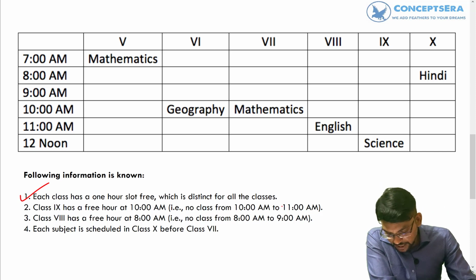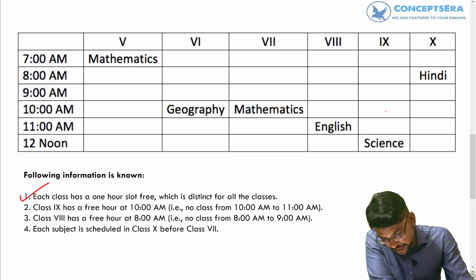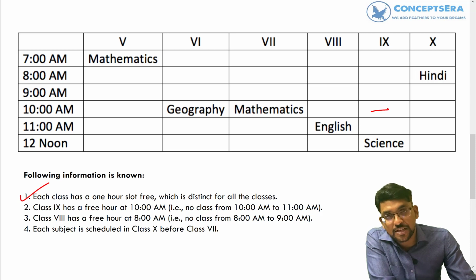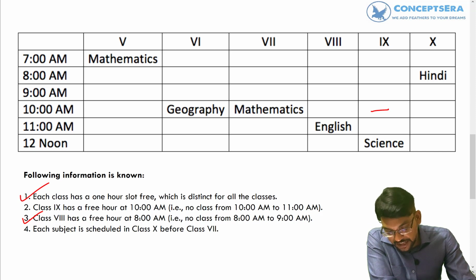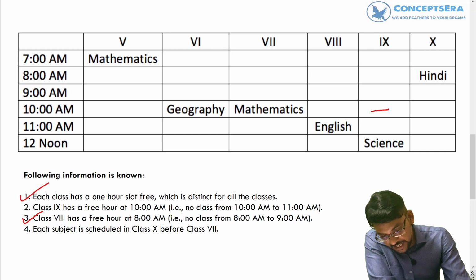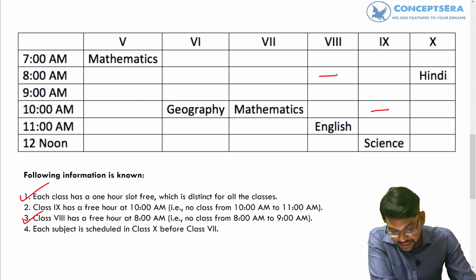Further, they are saying class 9th has a free hour at 10 a.m. So if we see class 9th at 10 a.m., we will not be having any class. So this is a free hour. Information 3 says class 8th has a free hour at 8 a.m. So if you look at class 8, the free hour is occurring at 8 a.m. And further, they are saying each subject is scheduled in class 10th before class 7th.